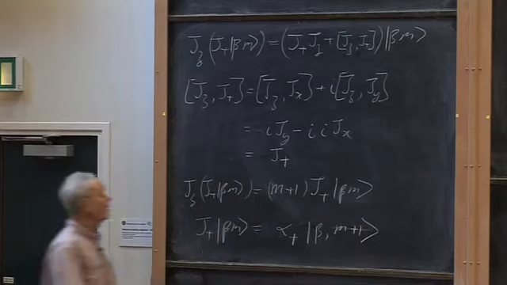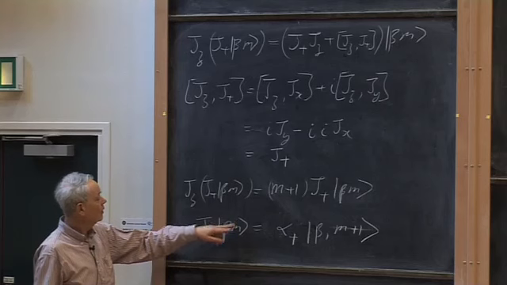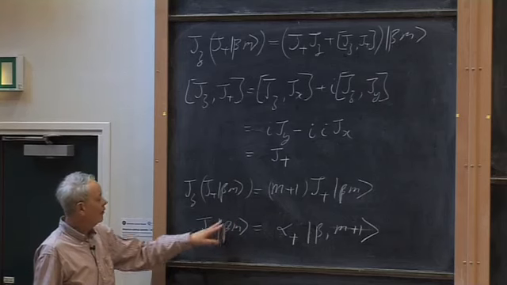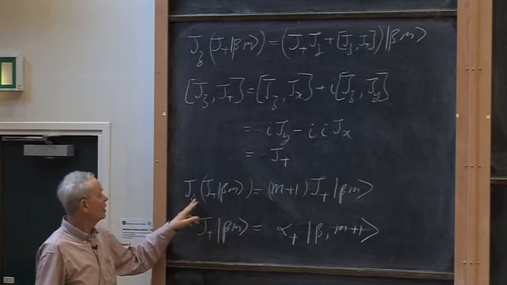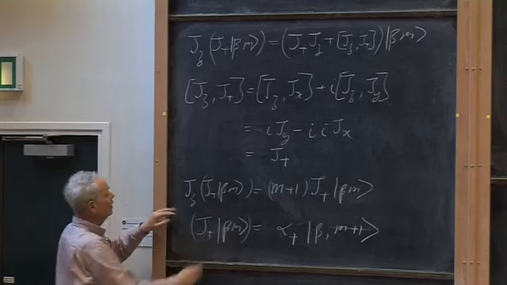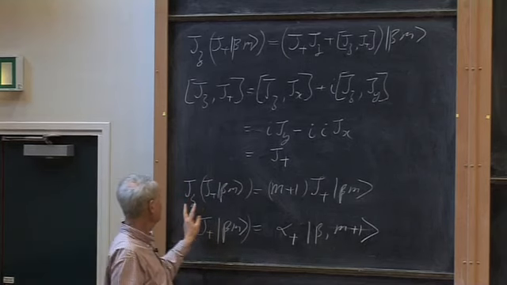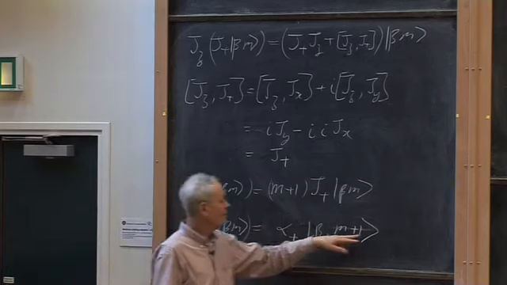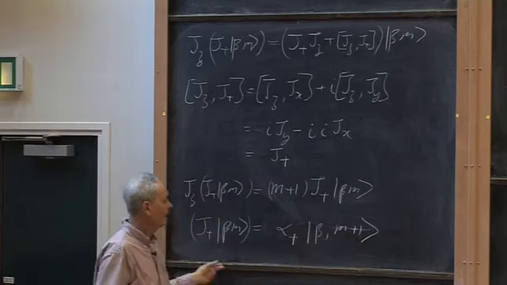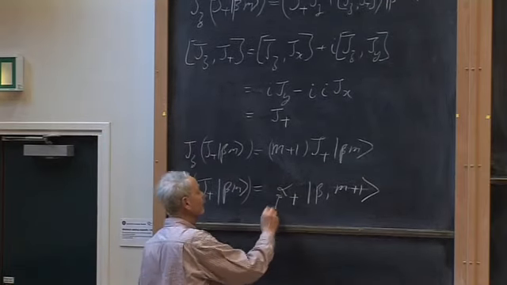Okay. So the point is that what goes in here is the eigenvalue of this thing with respect to jz. This shows that it is an eigenket of this operator with this eigenvalue, m plus 1. So that's what should go in there. And this is some constant, some normalizing constant.